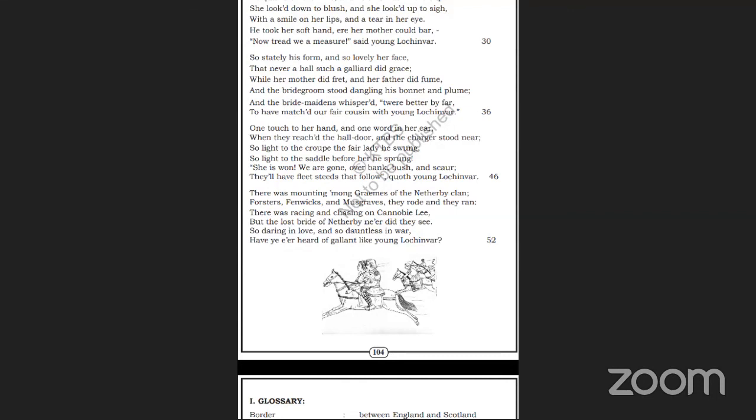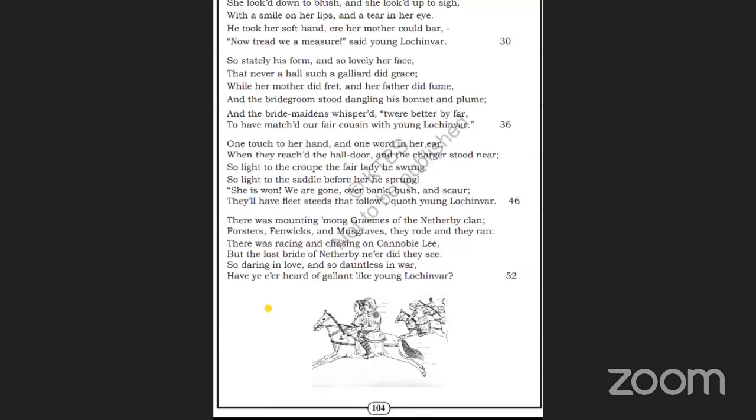See, they were racing and chasing on Canopy Lee. Canopy Lee is an open space, remember, which comes in Scotland. It is a place which is like ruled by none. It is just like an open space where anybody can come and stay for some time. Canopy Lee is the name of that place, coming in Scotland.